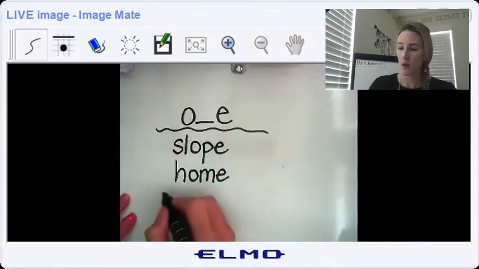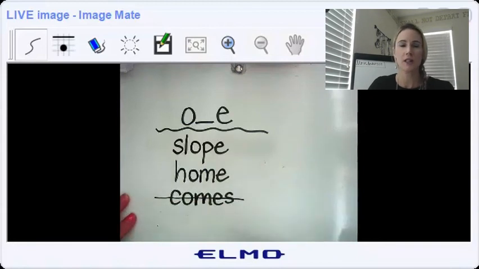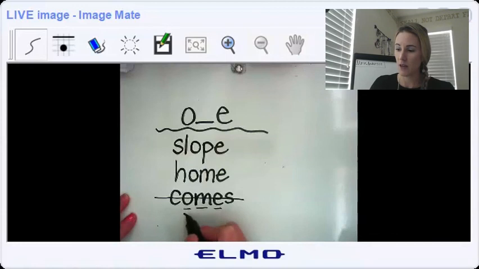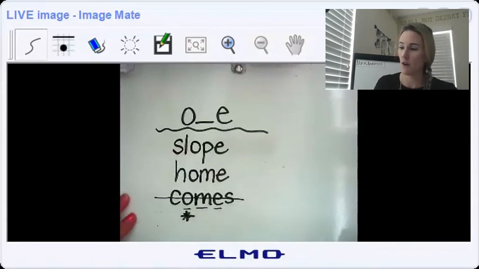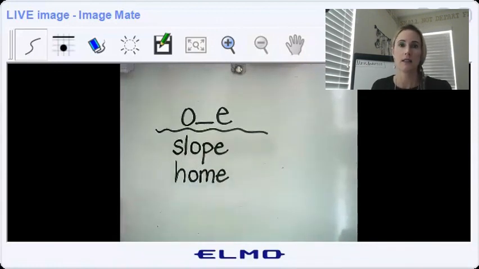I want to point out that in your story, you're going to see this word, comes. It looks like it has our pattern. Here's your O, consonant, and an E, silent E, but it does not fit our pattern because this vowel sound here is not combs. It's not a long O, it's comes. So it looks like the pattern, but it really does not have our vowel sound. So I'm going to erase that to show you that one is not a long O sound.